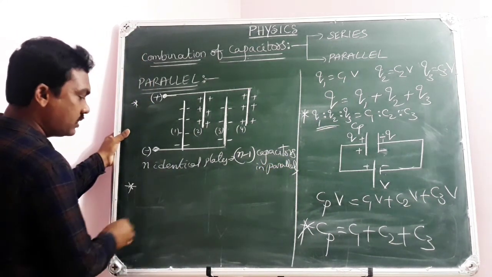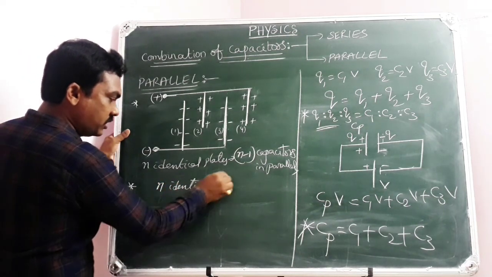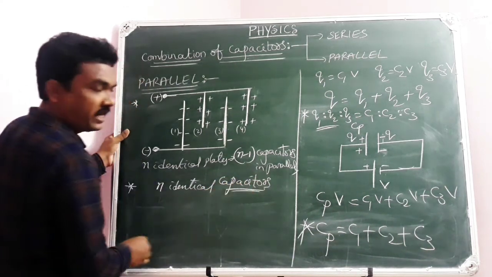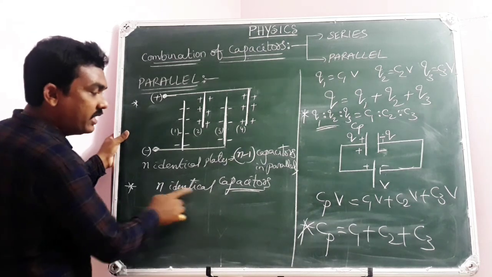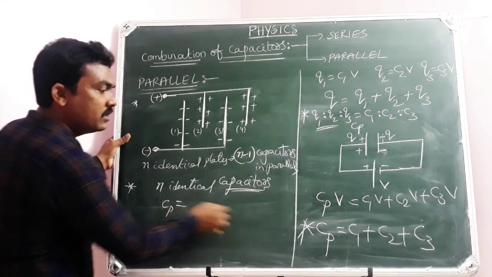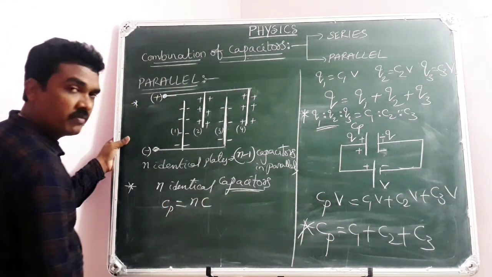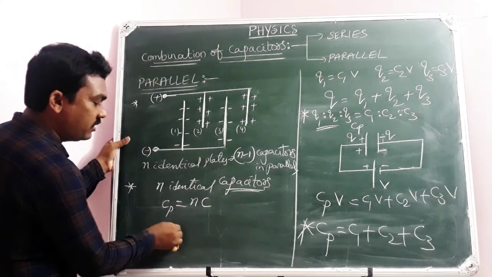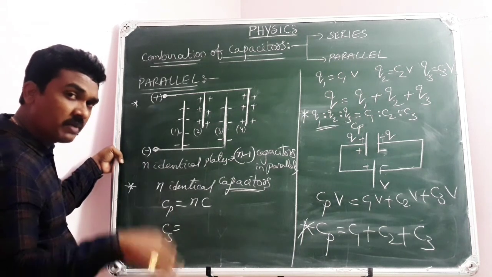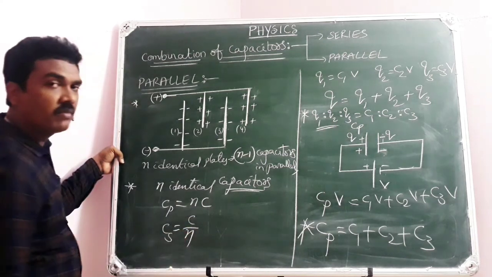Next, apart from this, if n identical capacitors are taken, a little more conclusion. If n identical capacitors, not identical plates, this is another example. N identical capacitors are taken, then in parallel combination, C plus C plus C and so on n times, it is n into C. And in series combination, 1 by Cs equal to 1 by C plus 1 by C plus 1 by C, n times, n by C. So this is equal to C by n.